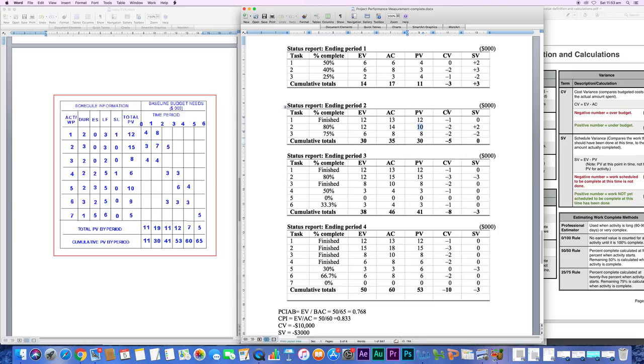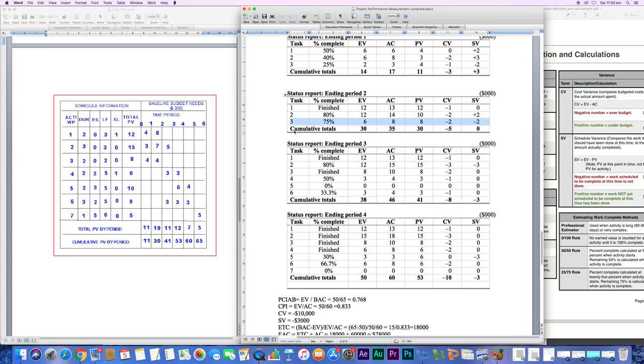Look at this. It's even worse. Cumulative cost variance is minus 5. Previously, it was minus 3. So we're doing worse and worse. Schedule, from positive, it came to 0. Okay, still activity number 3 is still not doing well. We have to be wary of that.